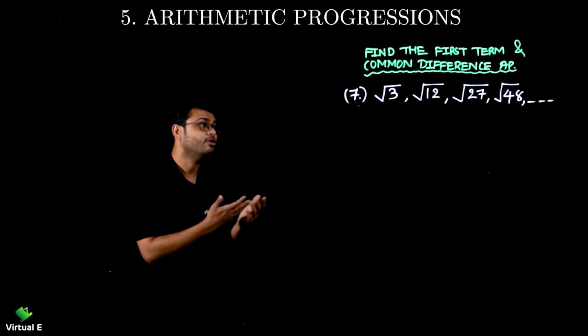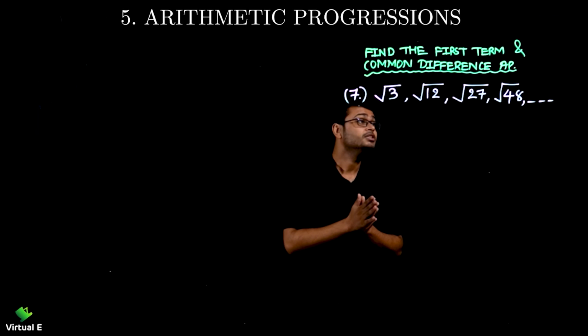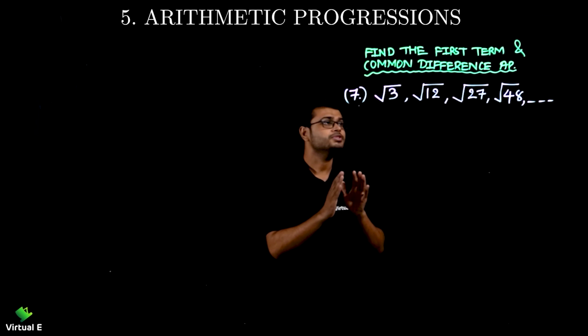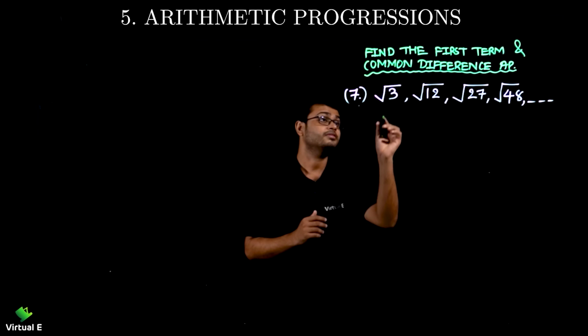Okay, A will come out, it's very easy: square root of 3. First term, how to find the D, that's the question. So first of all, let's start solving it. Don't get confused about how to do it. Let's start. So how we were doing, follow the method first of all.